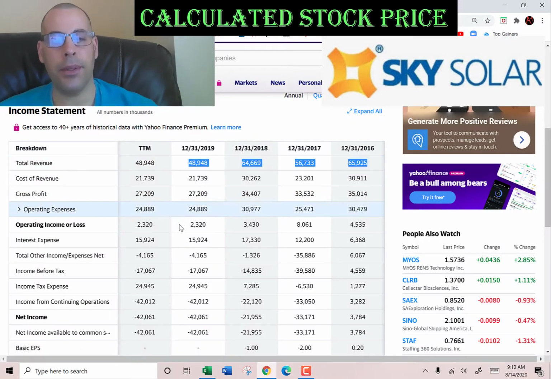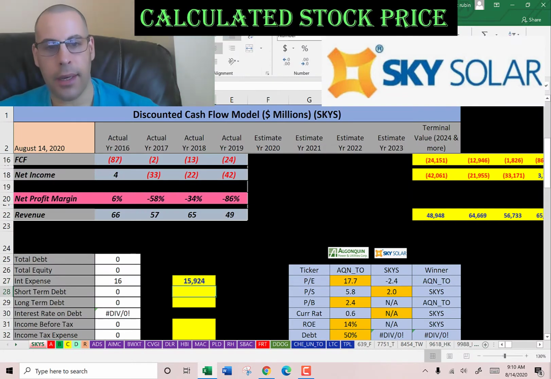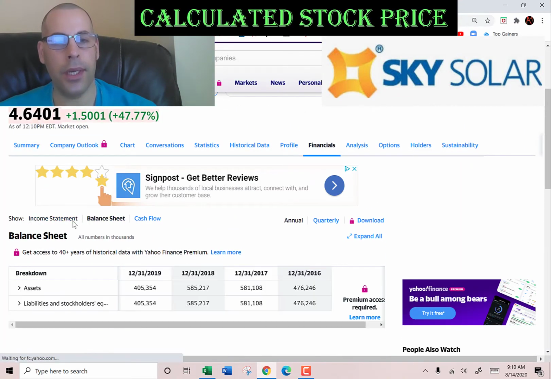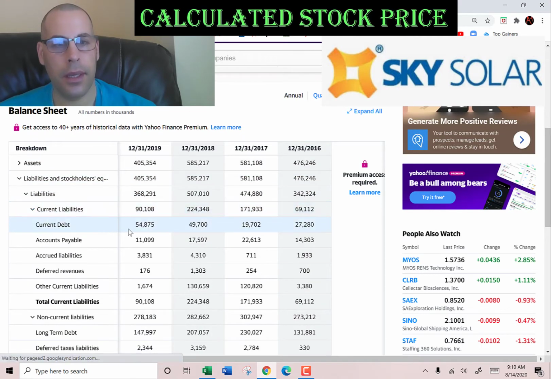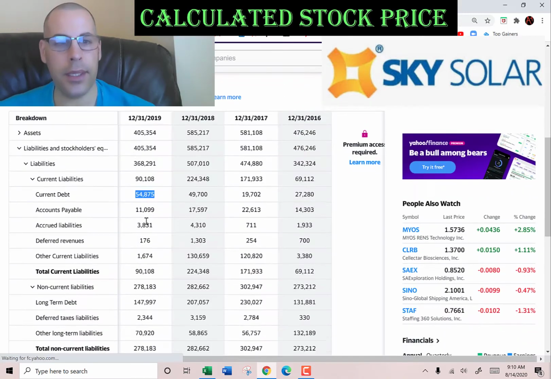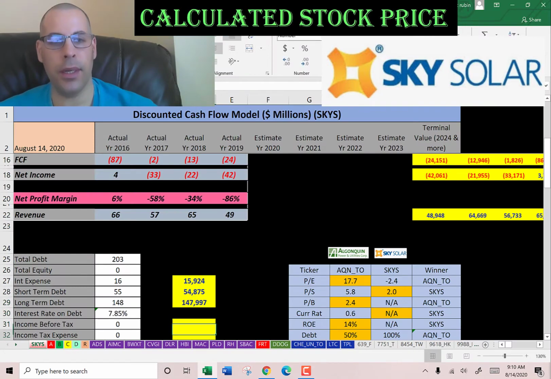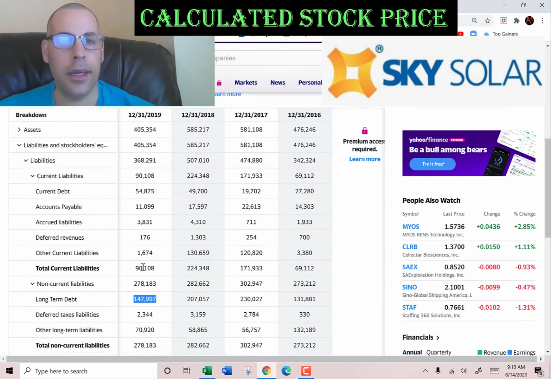Let's look at a capital structure. They pay $15.9 million of interest on their debt. Let's see how much debt they have. We'll go to the balance sheet. We'll go to liability section. Current debt of $55 million. That's debt due within 12 months. Long-term debt $148 million. That's debt due after 12 months. They pay a high interest rate, 7.9%.